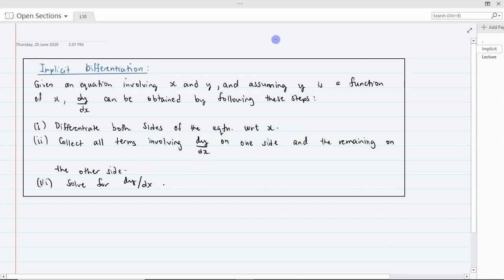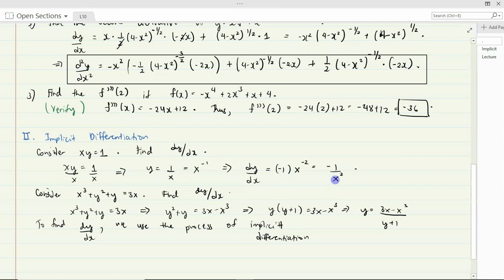So this is implicit differentiation. Tingnan natin kung paano to ginagawa. Let's have examples.